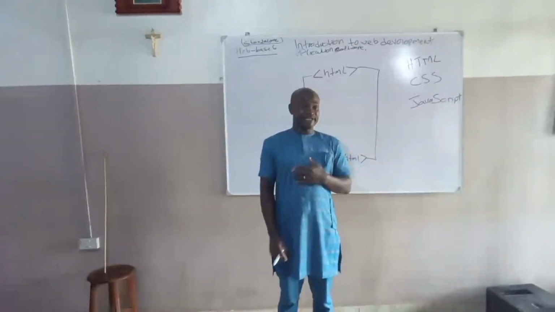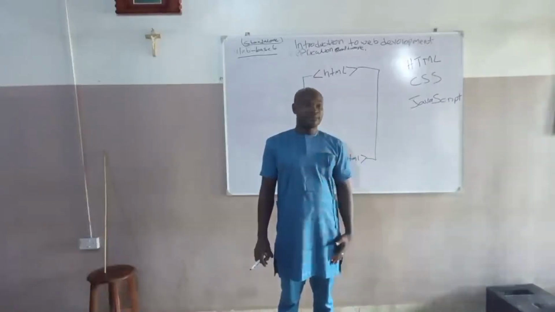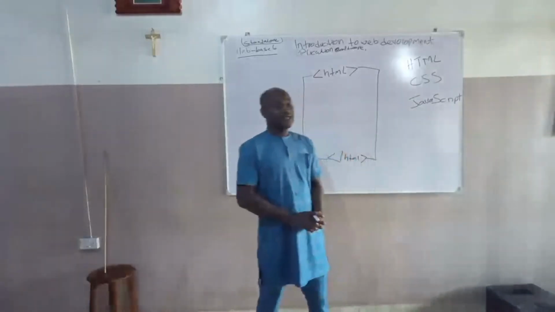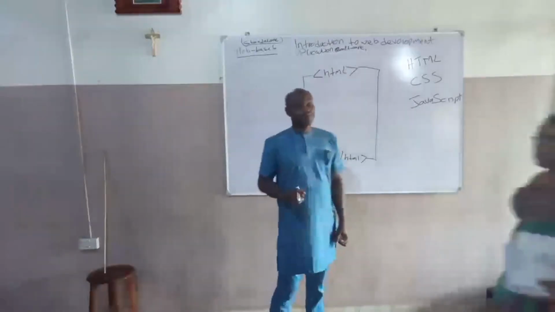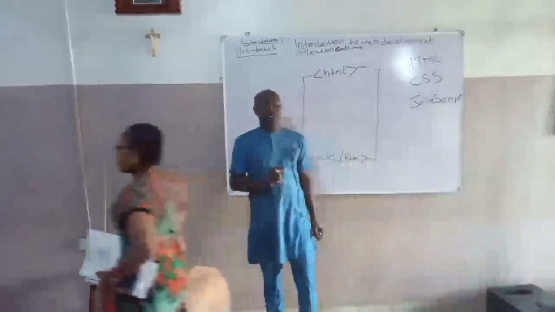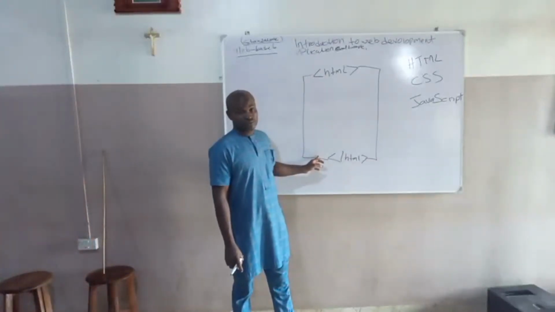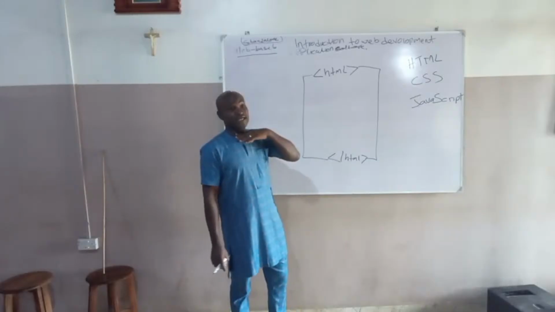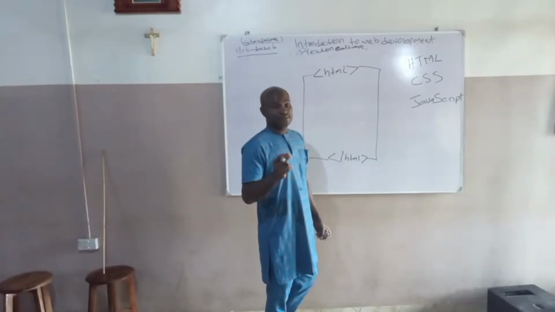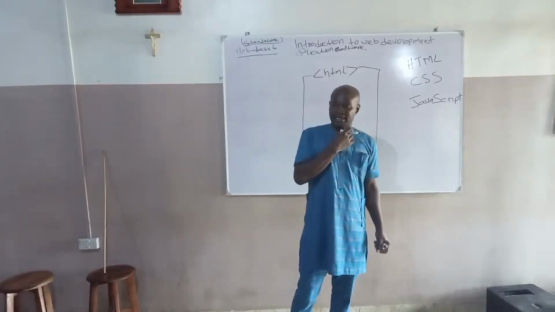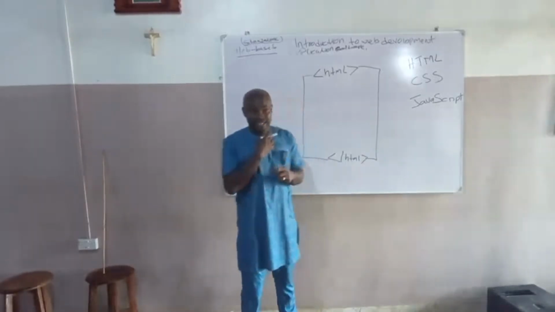And my body now is divided into two. I have the head and the what? The body. Now, I'm going to do this HTML page input, which is the head and what? The body. And I'm going to do that using the head what? Element. And the head element should have opening and closing tag.